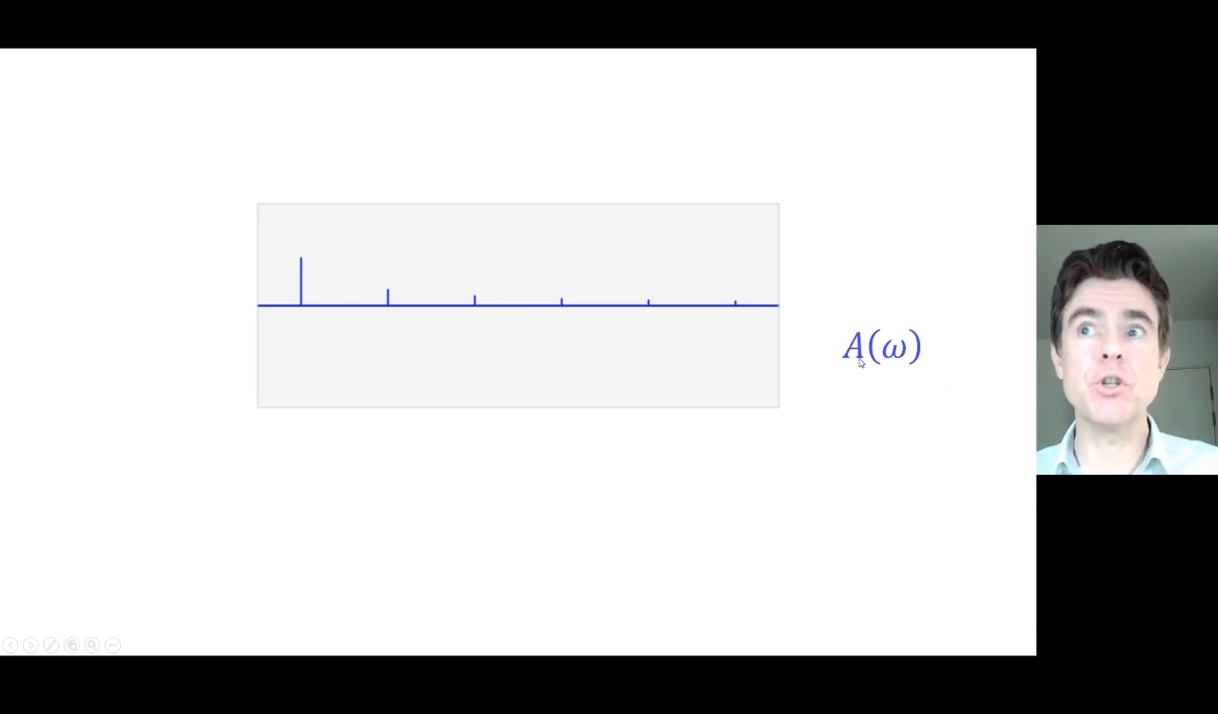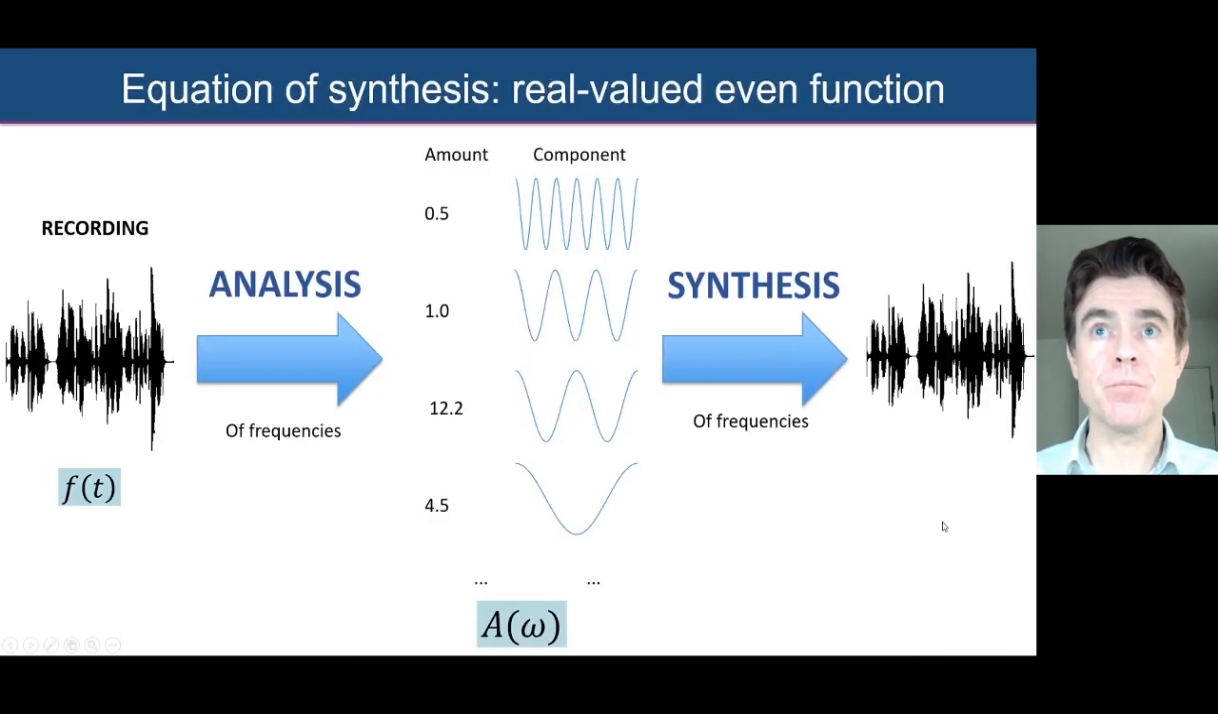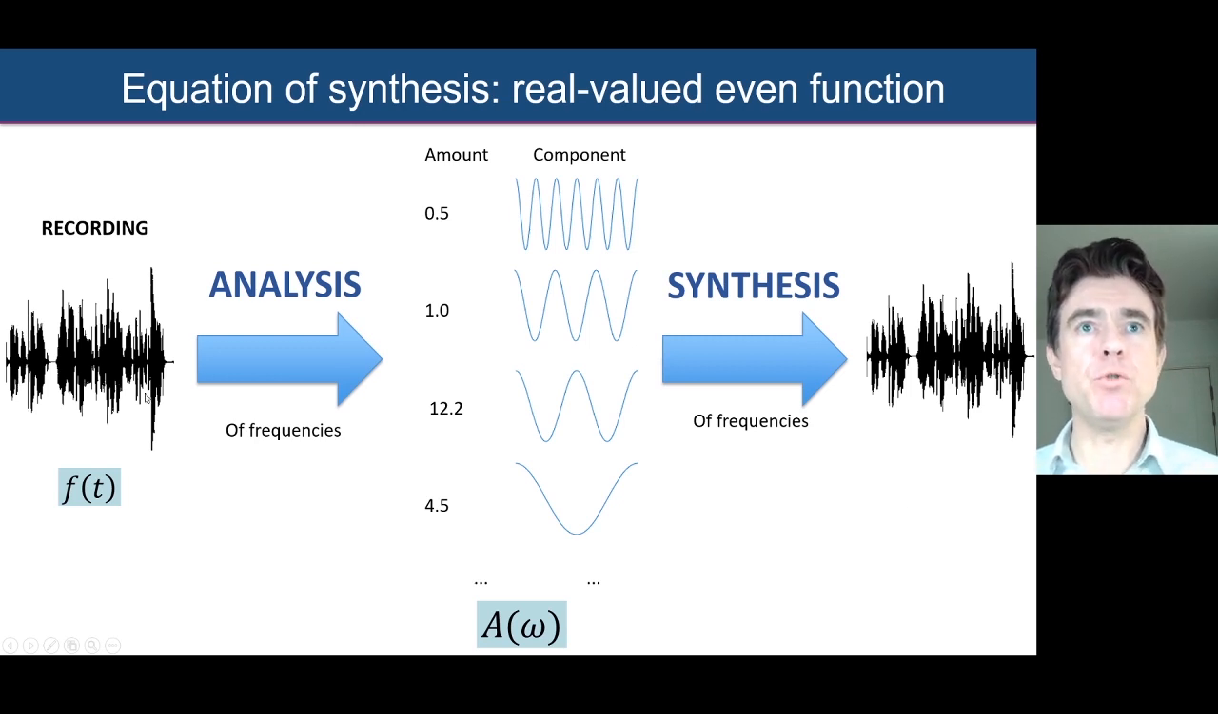In other words, how much of each frequency omega is present in that original function f of t. So this is where we're up to now then. We've got some function of time. We're doing an analysis of the frequencies to say how much is present of each frequency in that function.